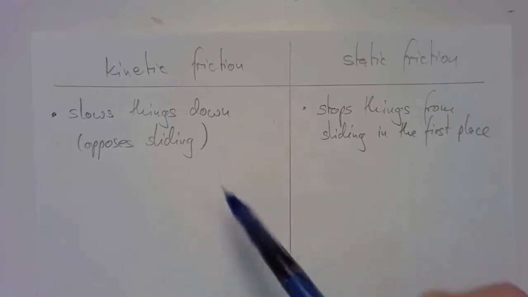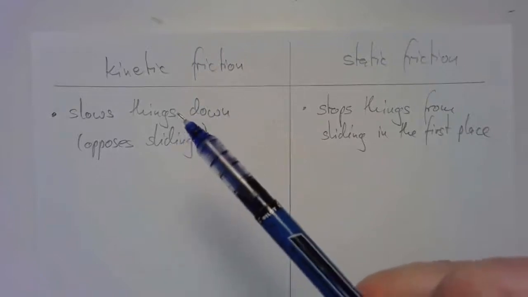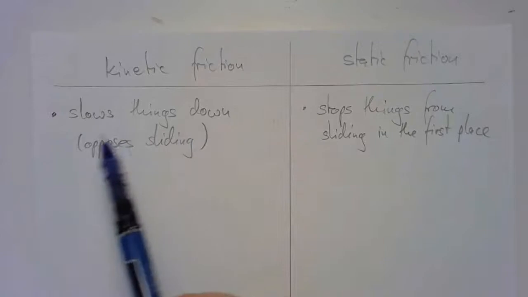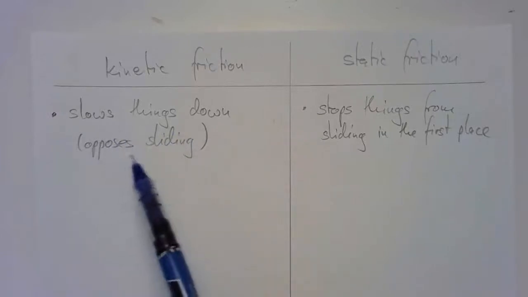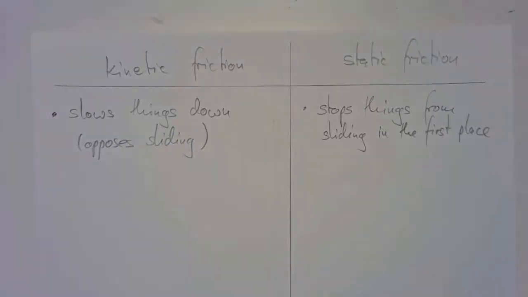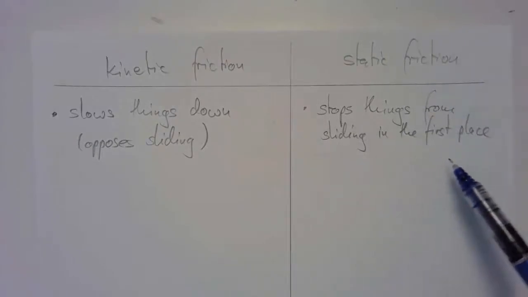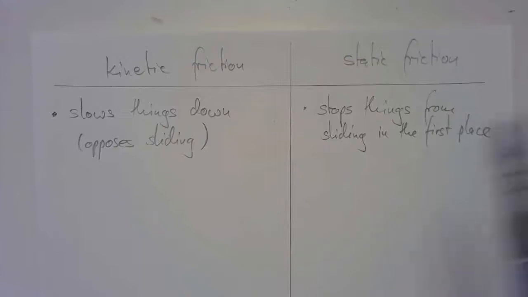So sometimes friction can make things speed up, but exactly because making something speed up opposes the sliding with the other thing that it's touching, right? So it always opposes sliding. Static friction, on the other hand, stops things from sliding in the first place, right? So that was the basic distinction that distinguishes those two.